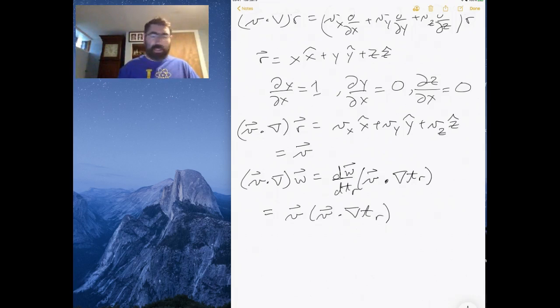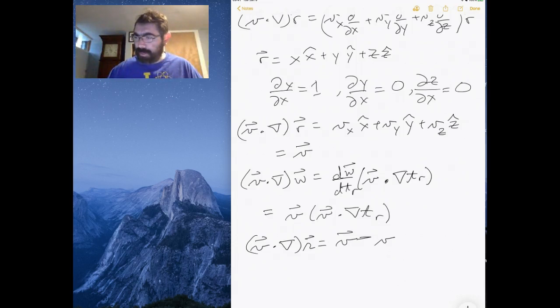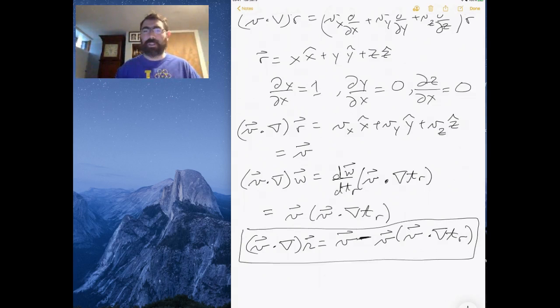So in the end, for the second term, we have v minus v dot the gradient of tr. Okay, so that's what this reduces to. So that's our second term, the second term in the gradient of the potential. So, okay, let's take a look at the third term.